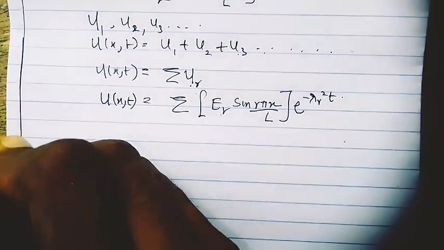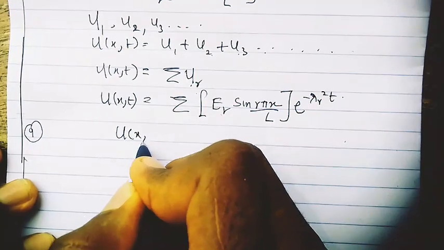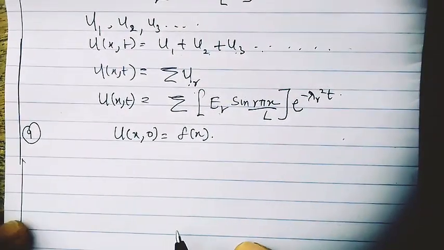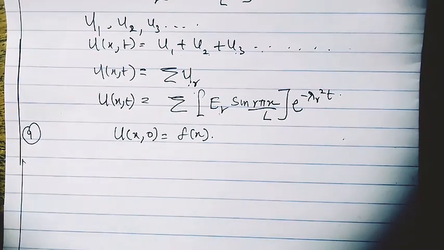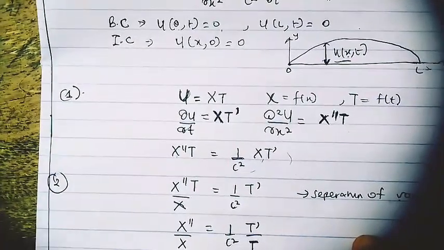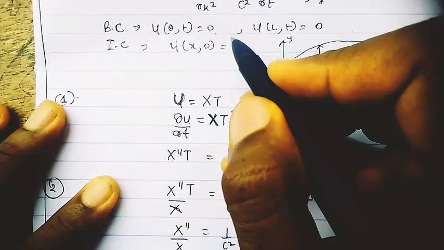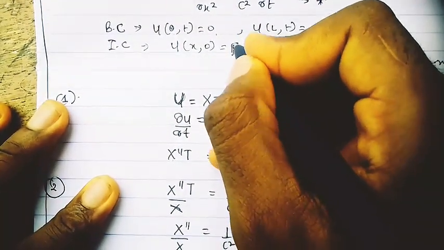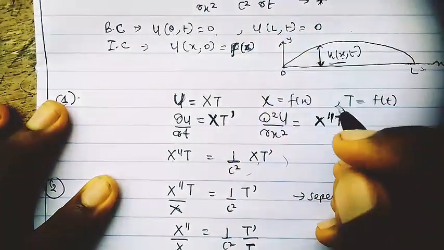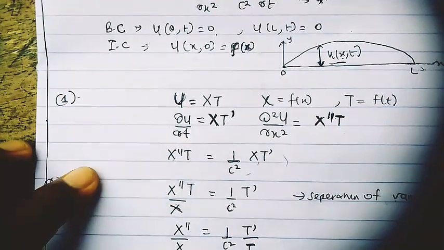So now this is where our initial condition comes in. Our initial condition, which is that u(x, 0) is equal to f(x), right? I gave it as 0 from the beginning of the video, but in fact in all cases it is equal to a particular function of x. So this is how the initial condition looks.